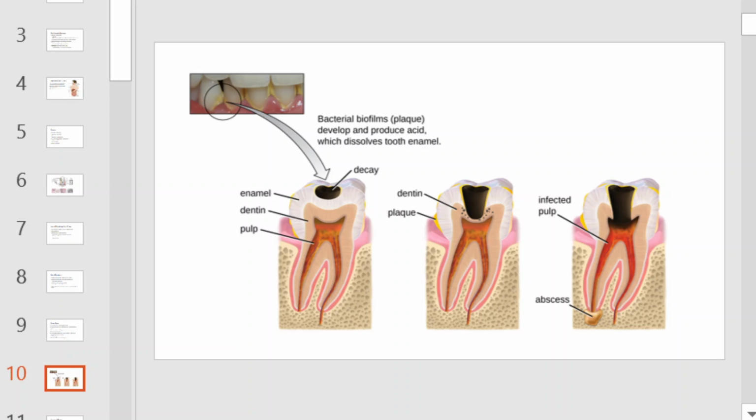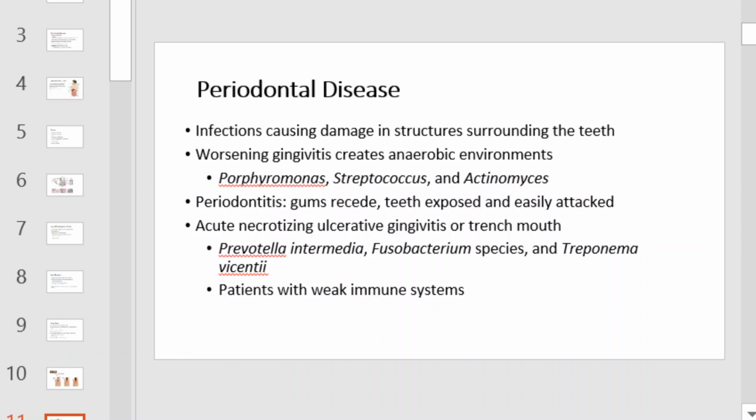This is an illustration of a cavity. Periodontal disease is infections causing damage to the structures surrounding the teeth. Worsening gingivitis creates anaerobic environments that can support microbial growth from a wide variety of species. Periodontitis occurs as your gums recede and your teeth are exposed and easily attacked. Acute necrotizing ulcerative gingivitis, or trench mouth, can result if left untreated.